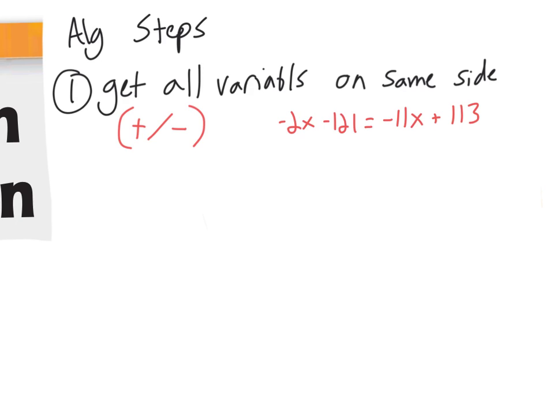So our first step is we want all the x's on the same side of the equal sign. Do we have that accomplished here? No, we have a 2x on the or negative 2x on the left and a negative 11x on the right. Okay, so we want to take one of those away. Here's the big tip, and I'm not going to write it down. You can write it down if you want to.